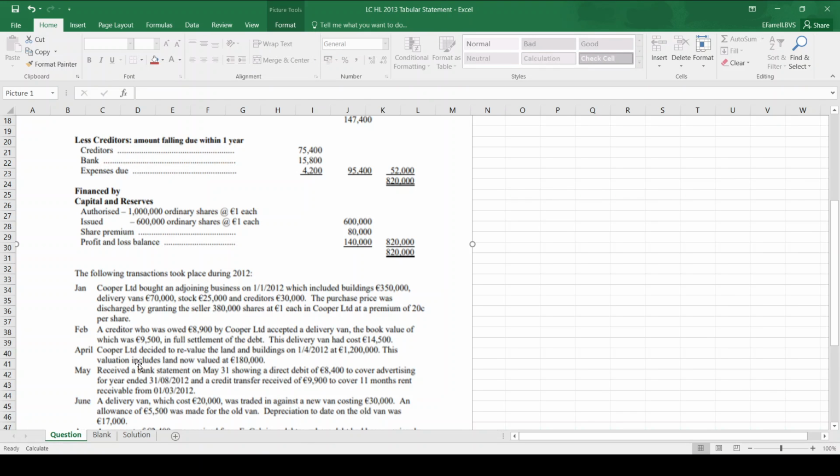In April, Cooper decides to revalue land and buildings on the 1st of April to 1.2 million. This includes land valued at 180,000. Well, the land element is only relevant in December when we want to calculate the depreciation. So for the moment, we're just going to revalue the land and buildings to 1.2 million.